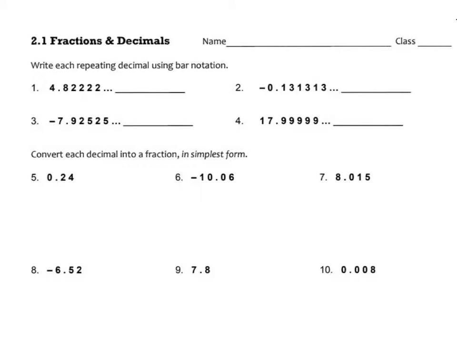Alright, so now we are on page 7. This is the page 7 and 8 you are working on in class today. We'll do some together and then the rest you guys will do on your own. So let's start at the top. Write each repeating decimal into bar notation. So our first one will be 4.82. And the thing that is repeating is our 2. So there's a bar over the 2.